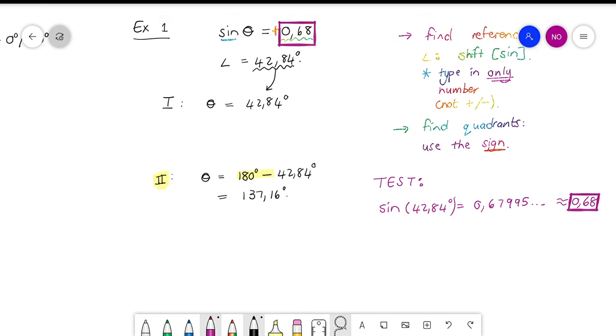Okay, now do the same for me with this angle. So test sine and type in 137,16. Zero comma 67995, etc.